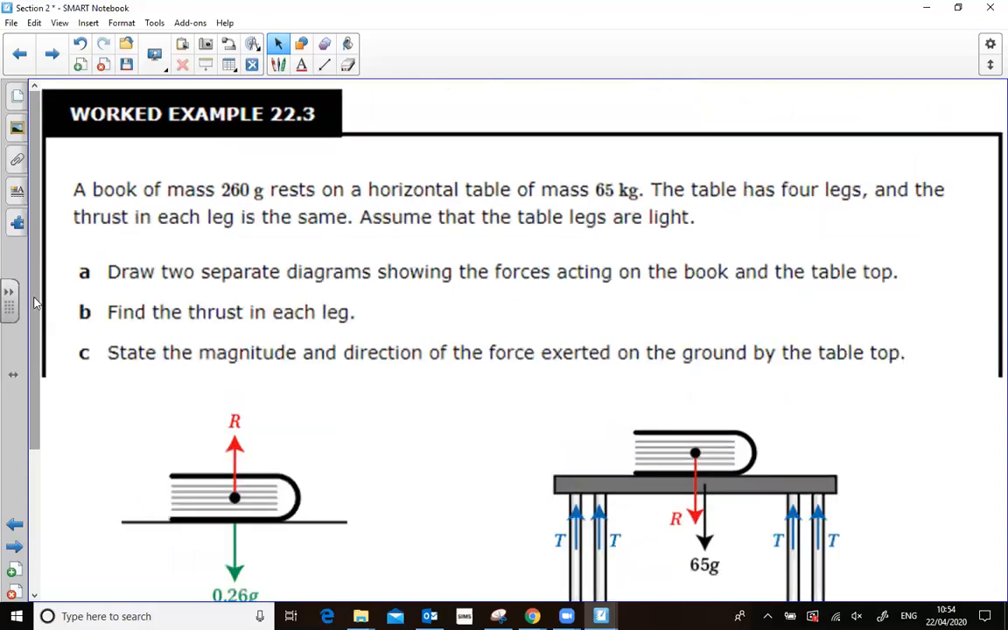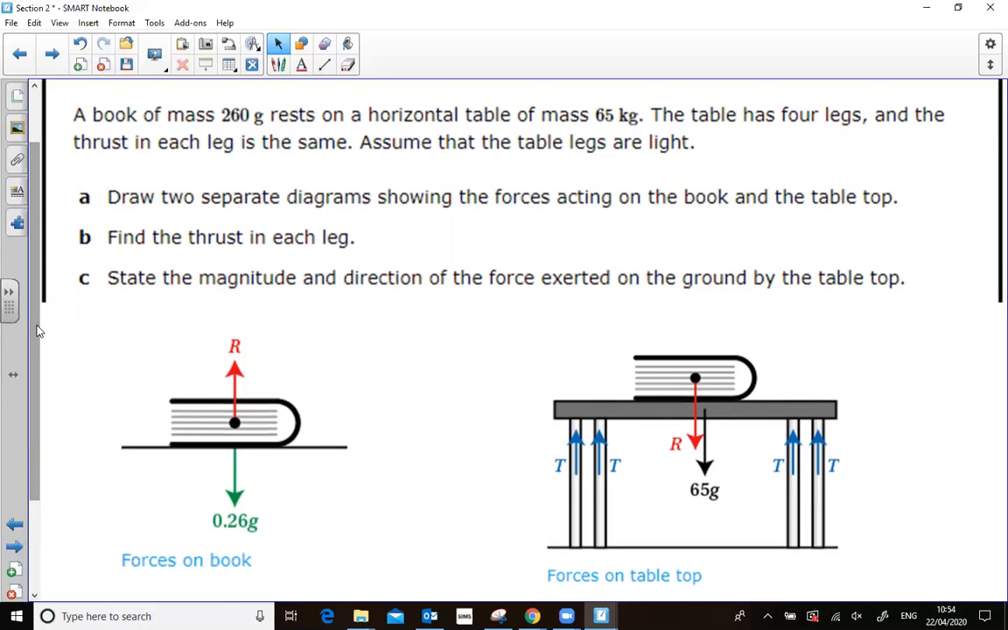Sorry, we haven't done part B. Now, part B, find the thrust in each leg. Okay, so let's have a look at this diagram. So, using this diagram, firstly, we can work out what is our normal reaction force. Because the book is resting on the table, there's no acceleration, which means the resultant force should be 0. That means the normal reaction force must equal the weight. So we can say that R equals 0.26 g.